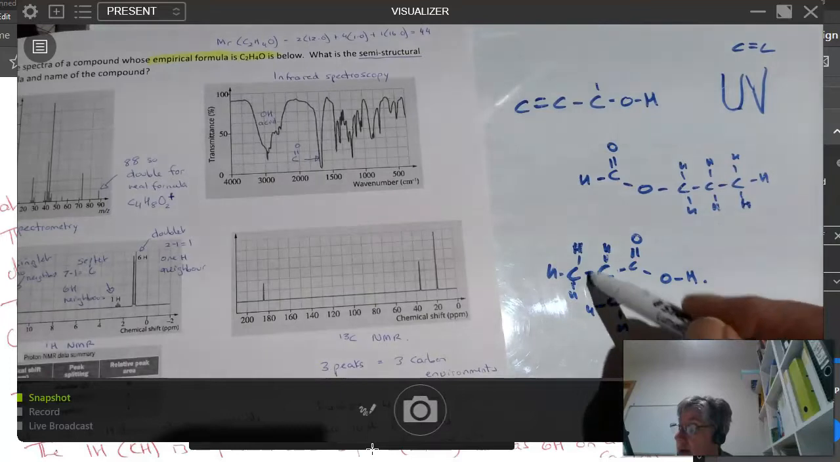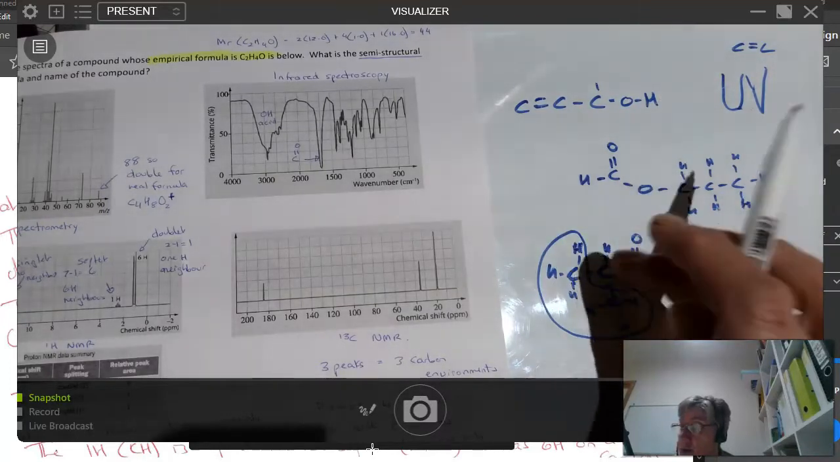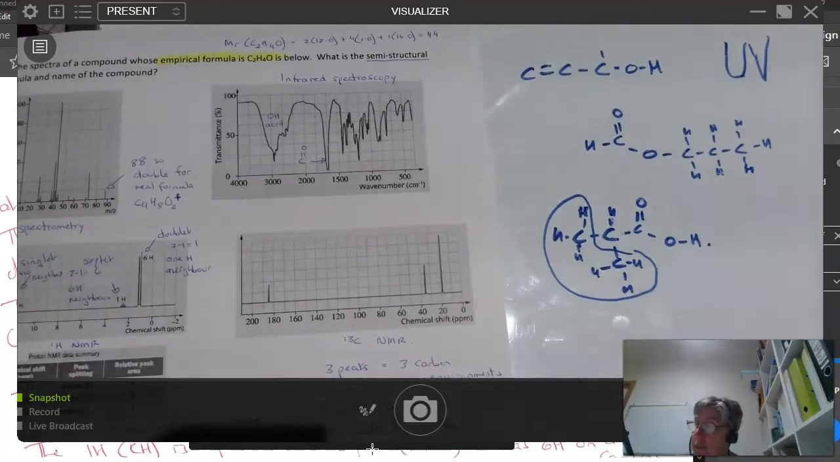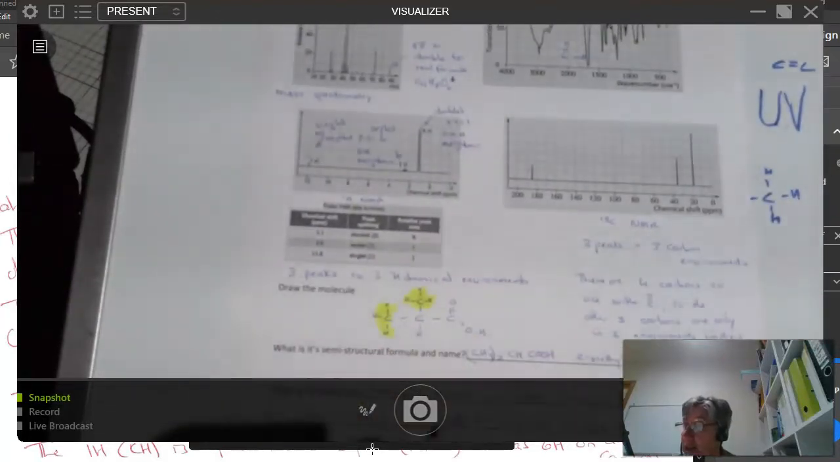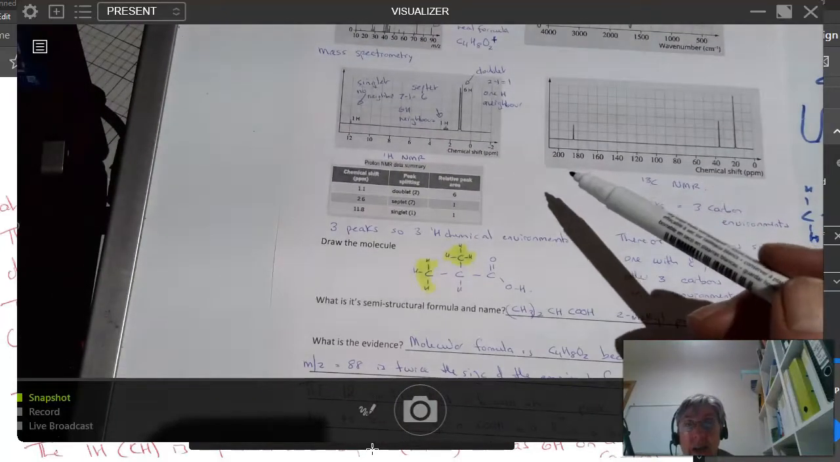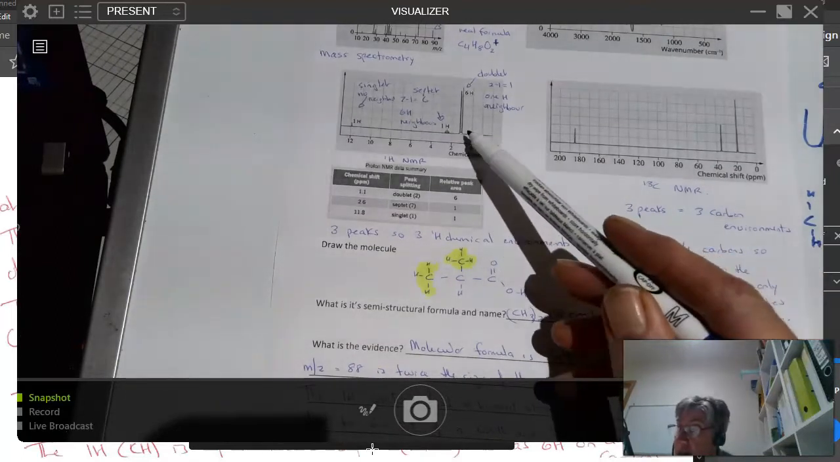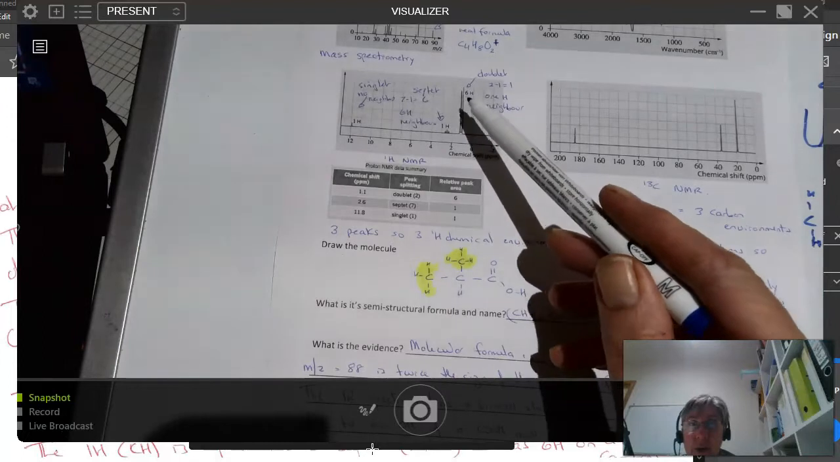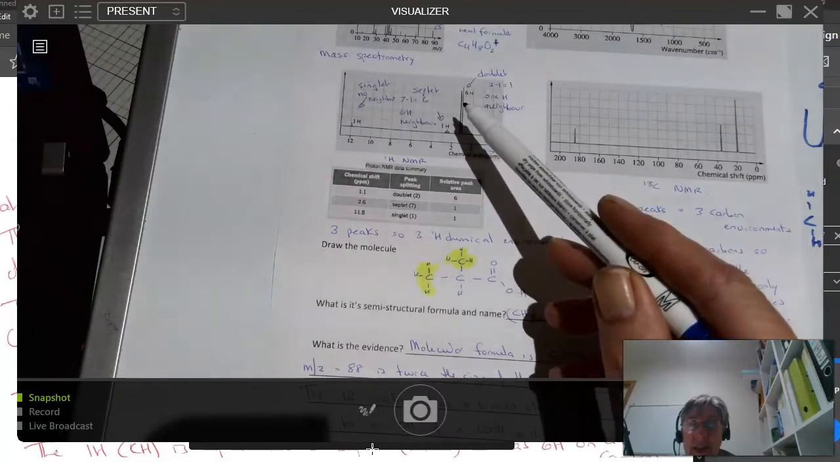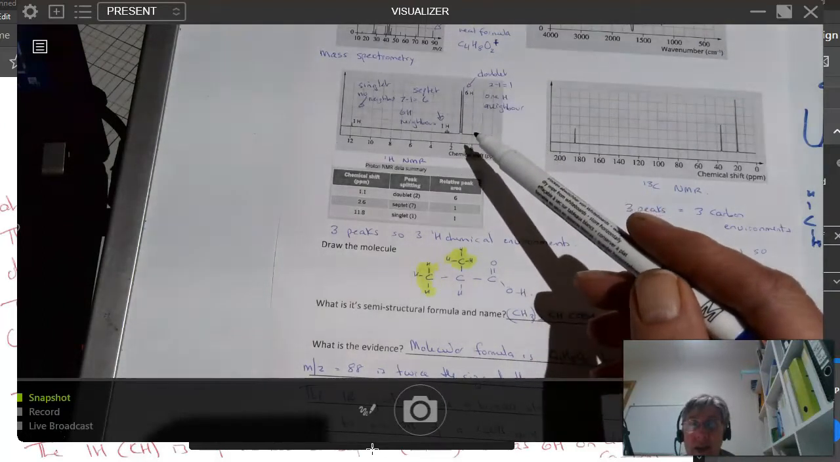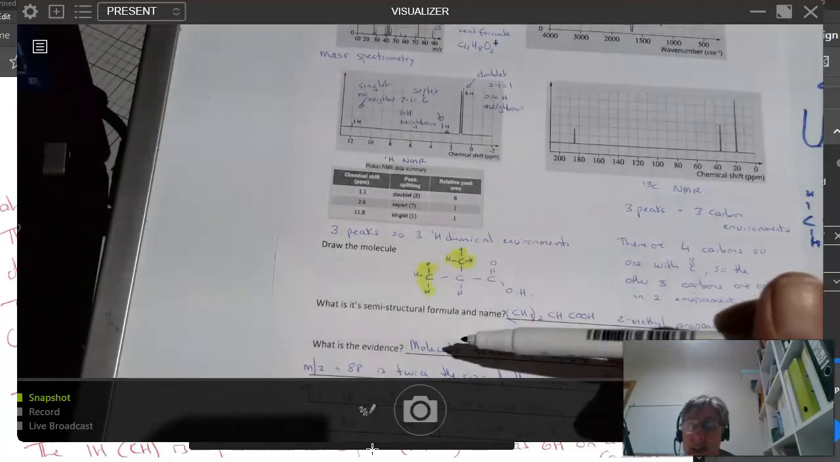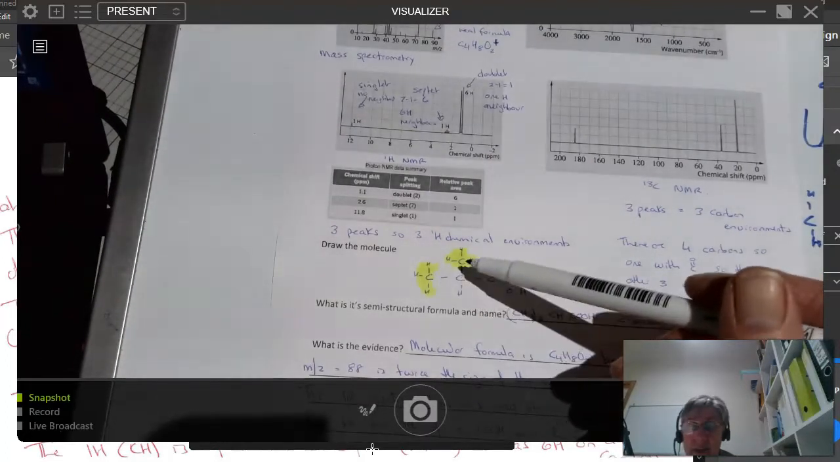So if you've only got 2 environments, it implies symmetry or branching. If it's branched, then these 2 on the 1 carbon are in the same environment. So the carbon NMR helps us work out the branching. And if we look at the peak splitting here, then these are due to the CH3s. So there's 6 hydrogens in the same environment. This whole peak, the area is due to 6 hydrogens, which is like 2 CH3s.